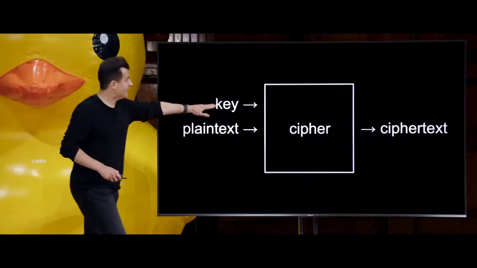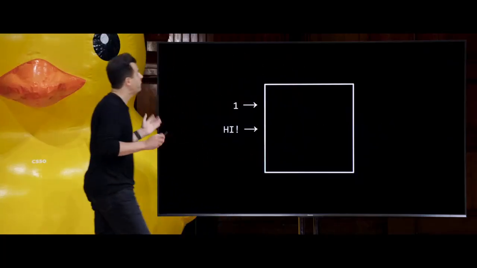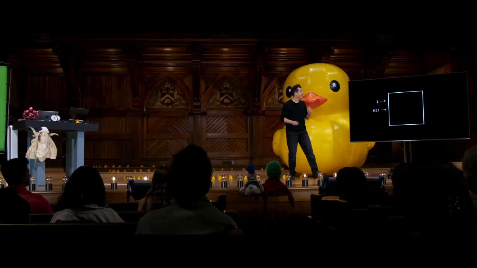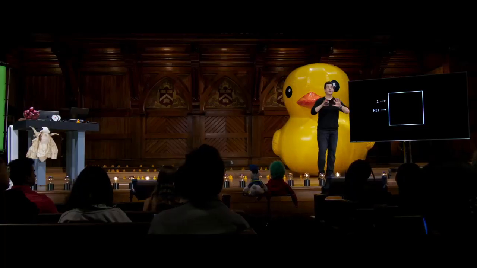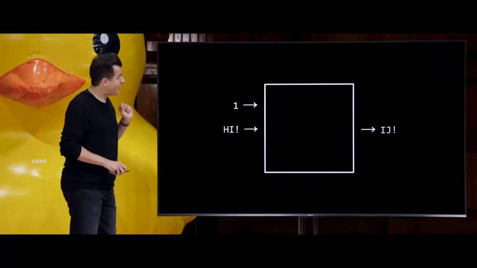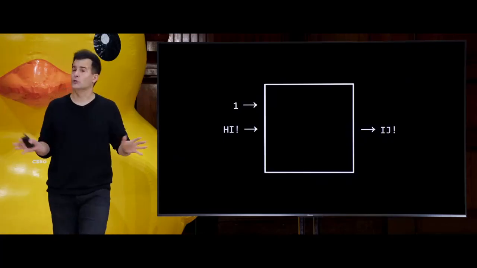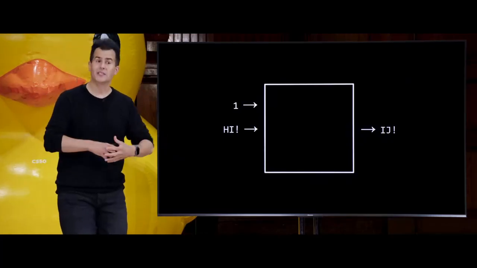Given the plain text and a key, we can encipher the information to spit out the ciphertext. So for instance, if the input plain text is "HI!" and the key, for the sake of discussion, is super simple, 1, what can we do? Well, the output would be "IJ!" if you are using an encryption algorithm known as the Caesar cipher.